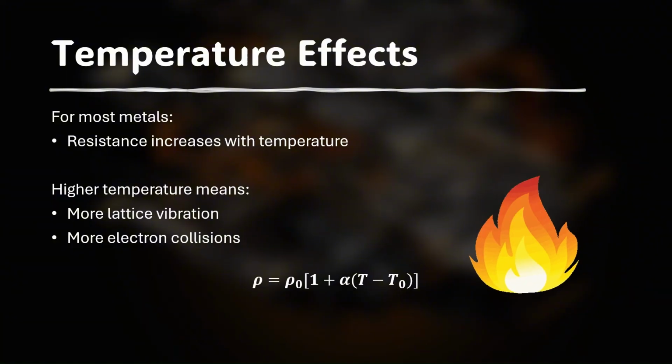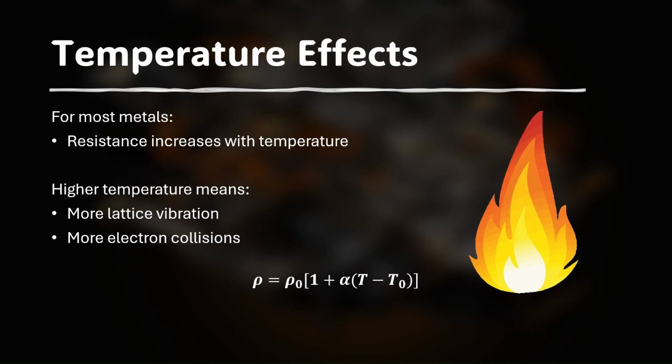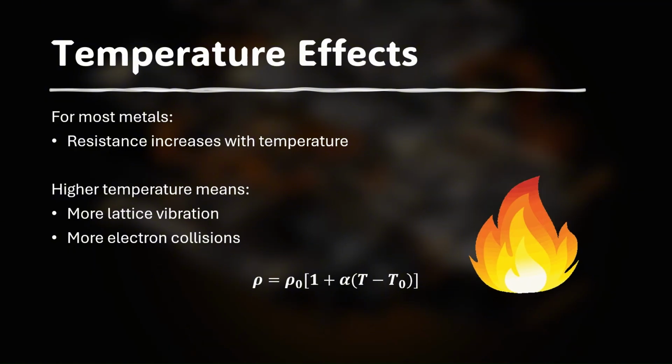Temperature effects. Temperature also affects resistance. In most metals, resistance increases as temperature rises. This happens because higher temperatures cause atoms to vibrate more, increasing collisions with electrons. This effect is described by the temperature coefficient of resistivity.